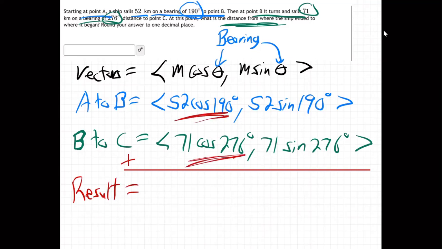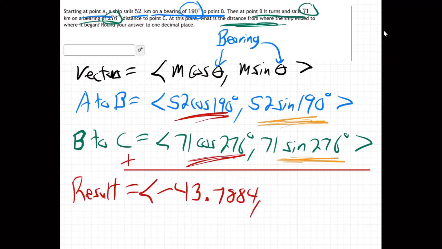So I'm just going to hit the buttons on my calculator right now. 52, so make sure you're in degree mode, plus 71 276, because we're doing degrees here. And I'm getting negative 43.7884, comma. And then I'm gonna add this and this, the y and the y. 52 sine 190 plus 71 sine 276. I'm getting negative 79.6407. Negative 43, negative 79.